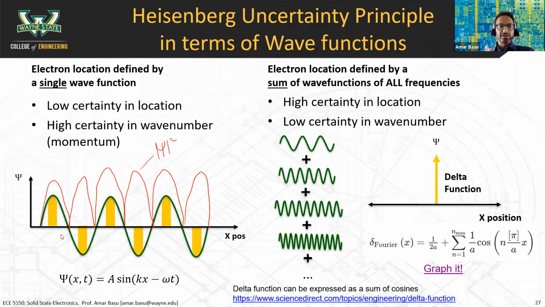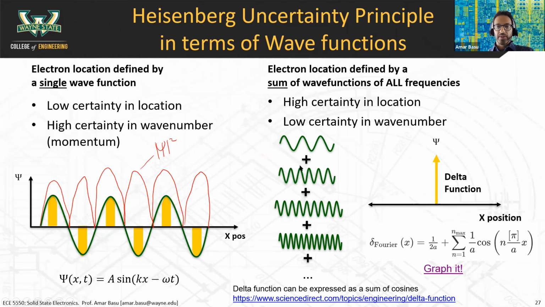If you have an electron location that's defined by a single wave function, the electron could be here, it could be here, it could be here, it could be here. This is a wave that goes on forever. And so there's really no certainty in the electron location. But because this sinusoid has a defined wave number, defined wavelength, there's absolute certainty in the momentum. So this is an example where there's low certainty in location, high certainty in momentum.